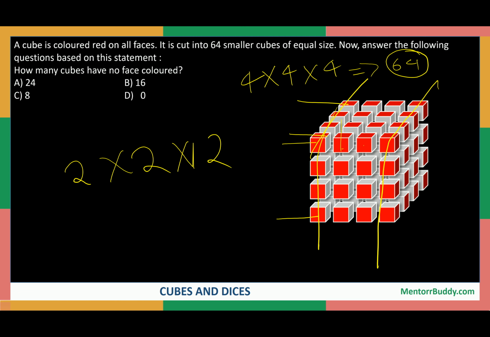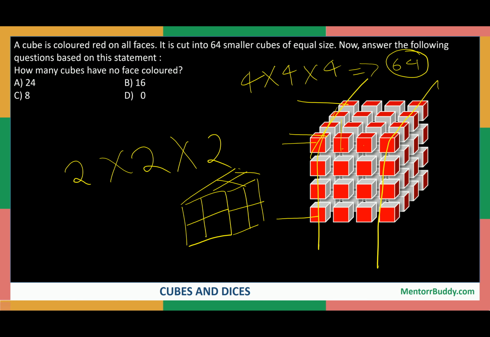So we can see the inner cube. See how the inner cube which is not painted will look. It will look like this, right? That is a 2 cross 2 cross 2 cube. You can see here the inside cube, which contains smaller cubes, will look like this.